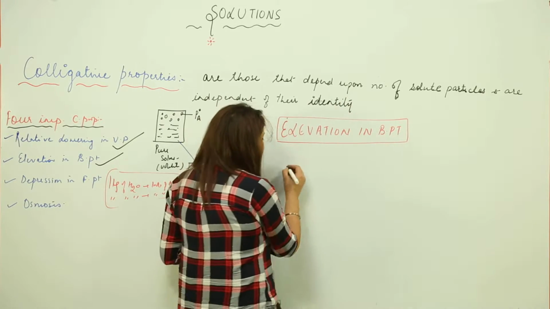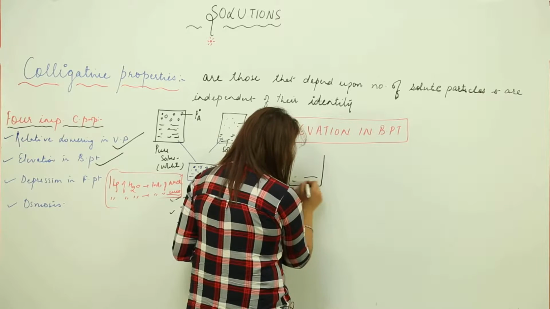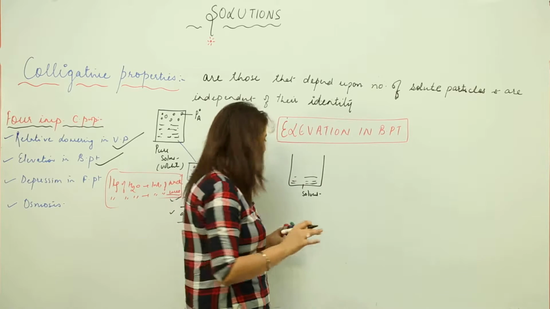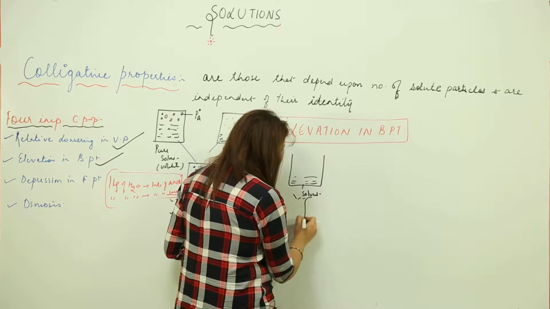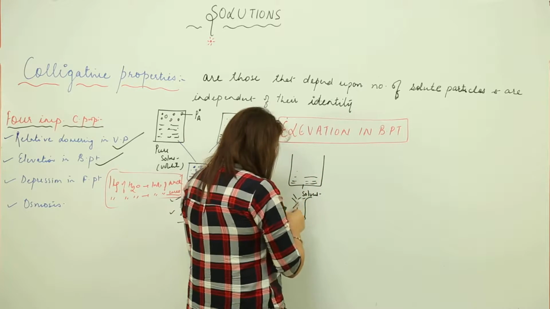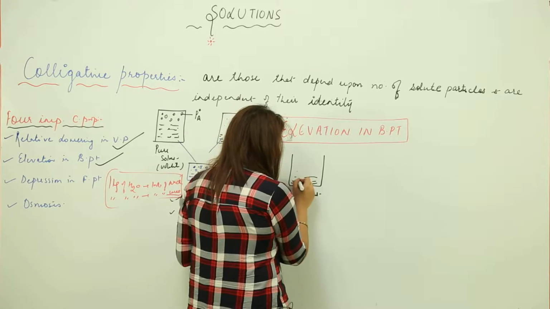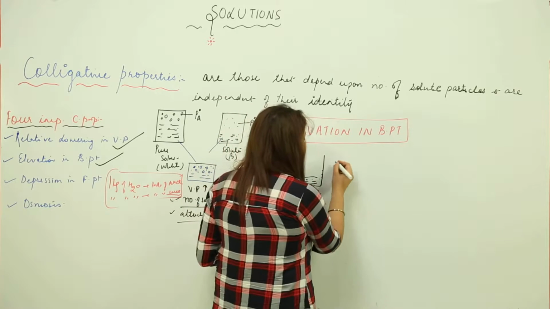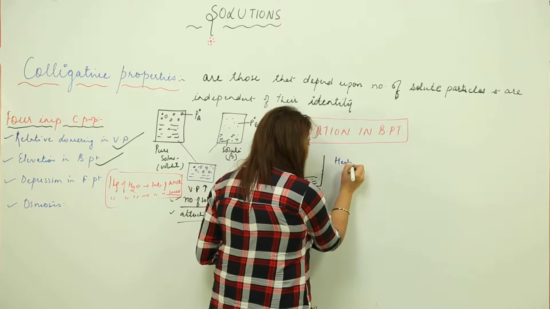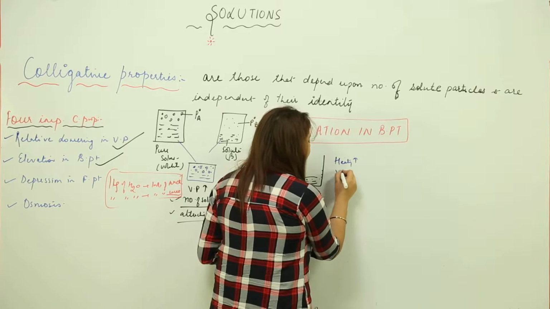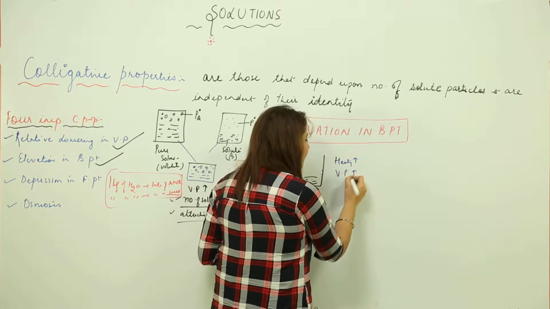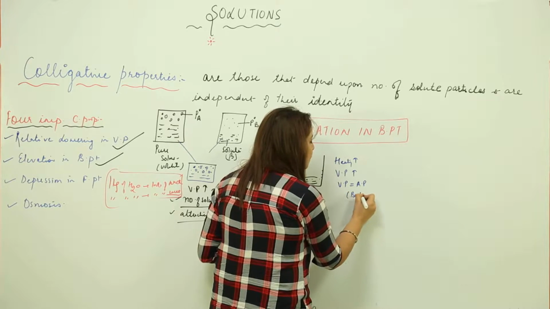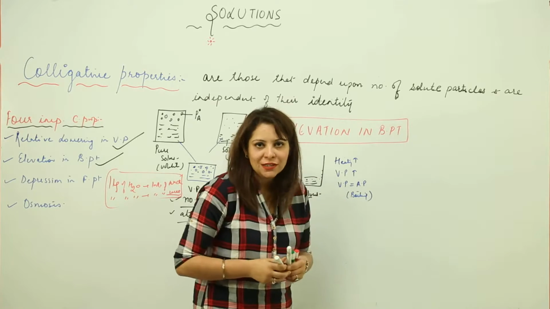So see what happens. Suppose I have a pure solvent. If I heat the solvent, what do I get to see? I see the formation of little bubbles. But as I continue heating, ultimately the vapor pressure will increase, and when the vapor pressure becomes equal to the atmospheric pressure, the liquid will start boiling. That is called the boiling point being achieved.